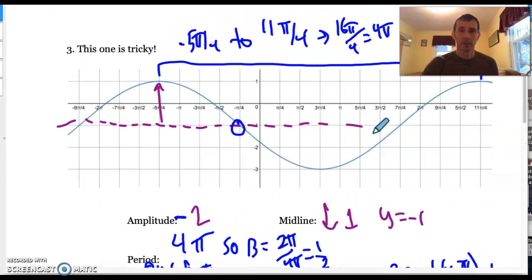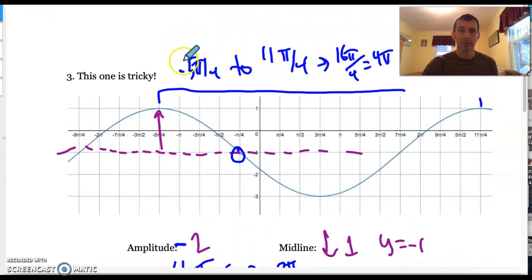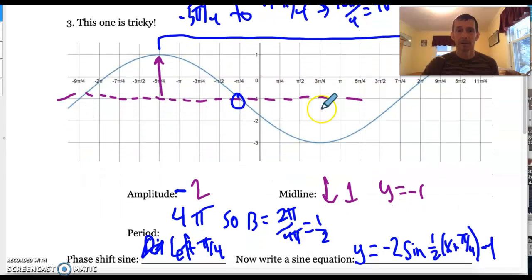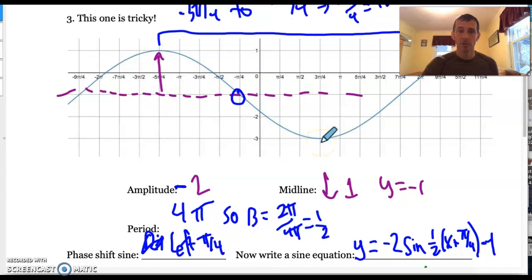All right, so there's a lot going on here. First off, I'm going to point out that the period, if I just pick a point, this is at the very top, I don't reach the top again till way over here. So that's from -5 pi over 4 all the way to 11 pi over 4. So that span is actually 16 pi over 4, or 4 pi. The midline's at -1. The amplitude is 2, goes 2 in both directions.